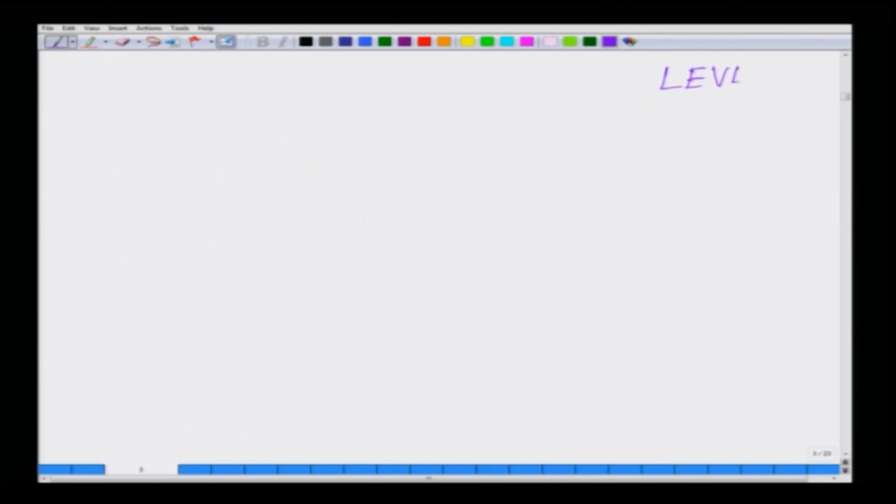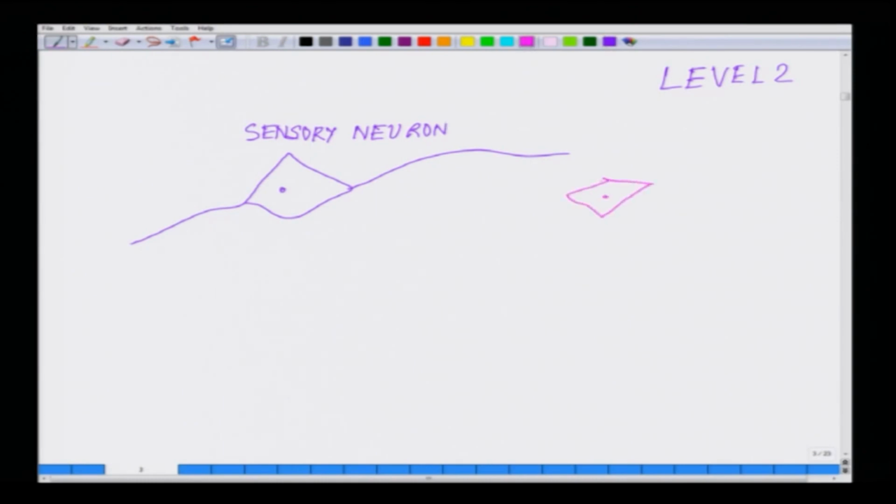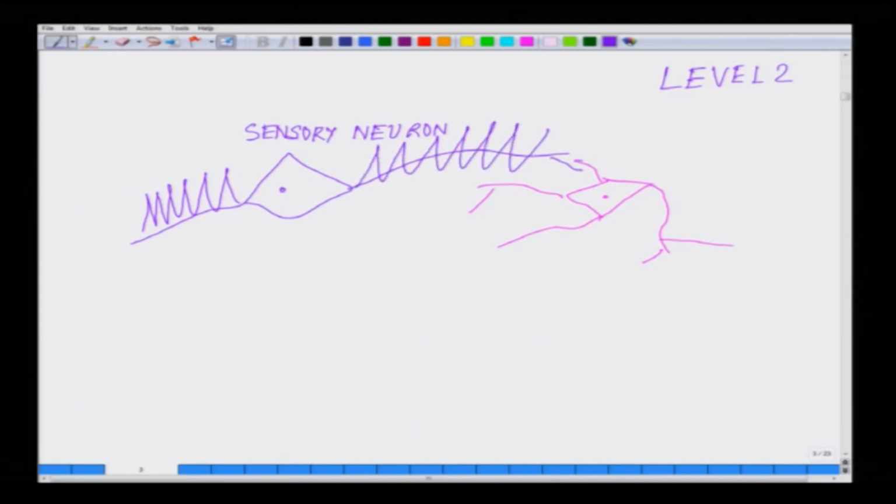Coming back to level 2, a signal has arrived from the sensory neuron, and through the interneurons, this signal is getting split up into two different components. This is the train of action potentials which is traveling. Here this signal is getting split up into two components.